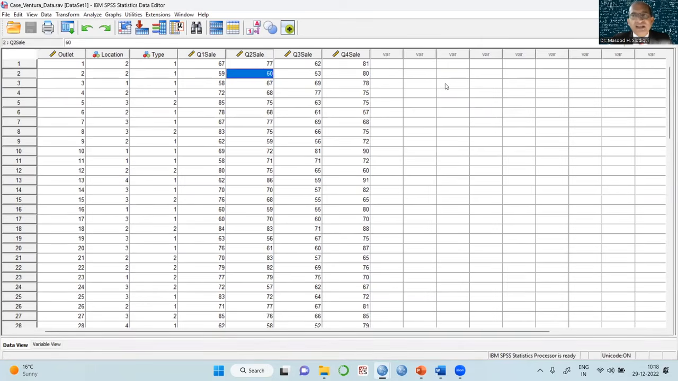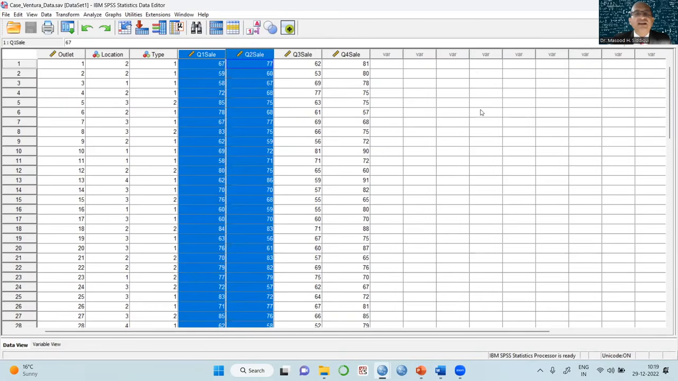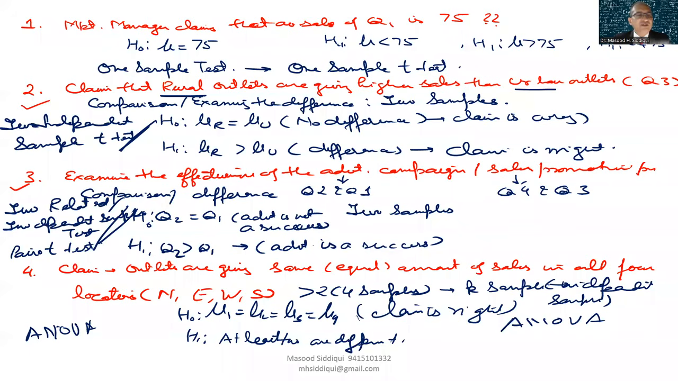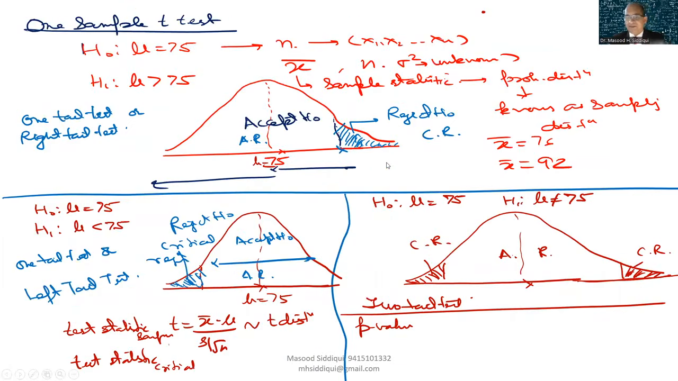In order to make those differences negligible or constant, we will be doing the pairwise comparison. That's why we are comparing 77 with 62, or 66 with 53, or 75 and 63, or these values 85 and 75. This means we will be comparing the quarter-wise values for particular outlets only. Right. So here I will be explaining the concepts more.